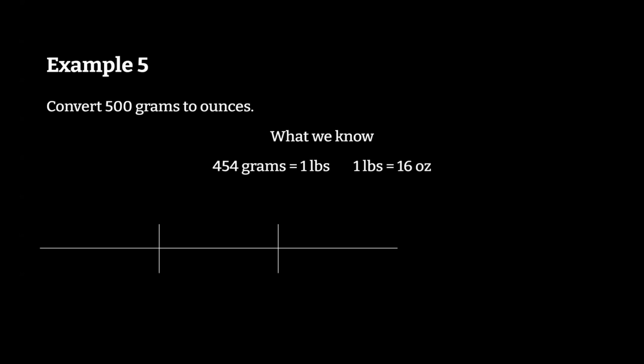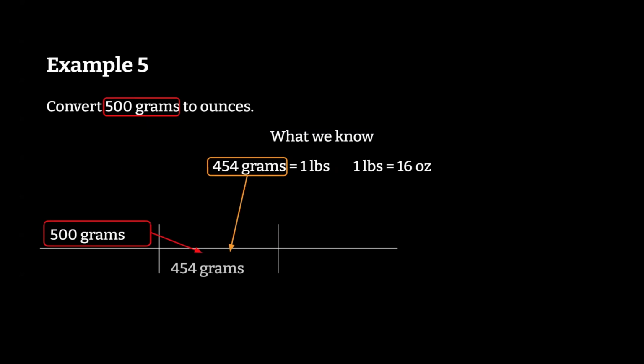Just like all of our other examples, we are going to start with what is provided to us in the question. We are provided 500 grams, so that will go in that top left spot. Now, we have grams on top, which means that we need to have grams on this next diagonal. The only number that is connected to grams is 454 grams. So that will go right down here. Those 454 grams is equal to 1 pound. So that 1 pound will go on top.